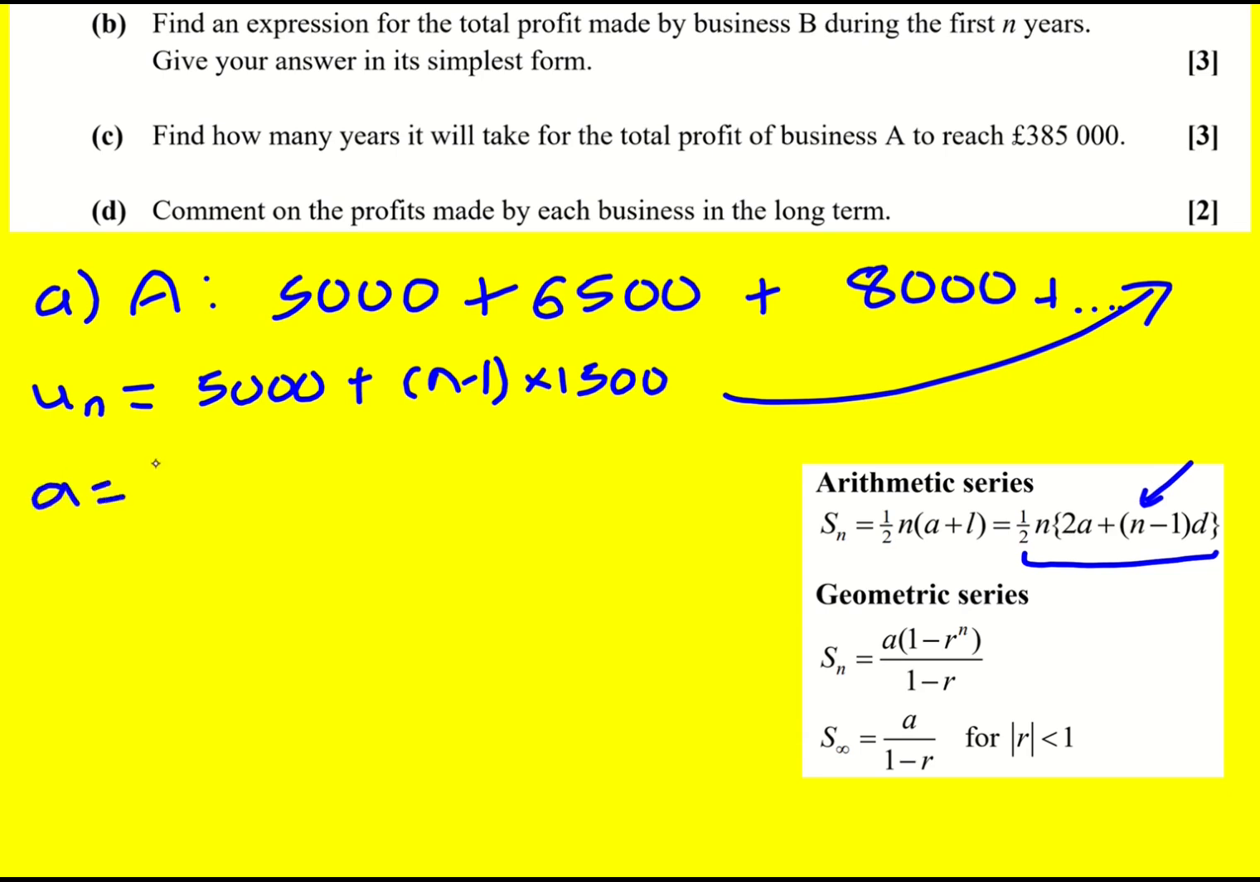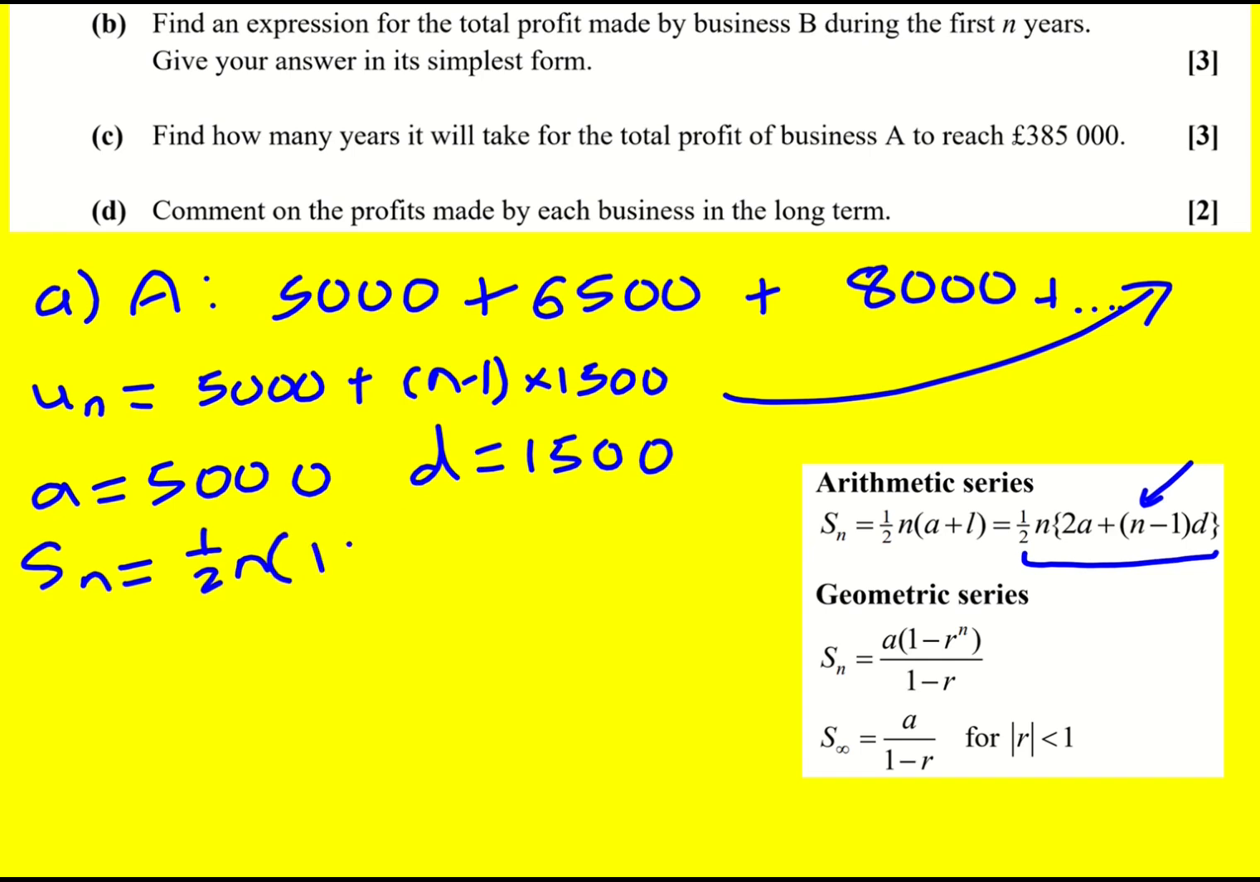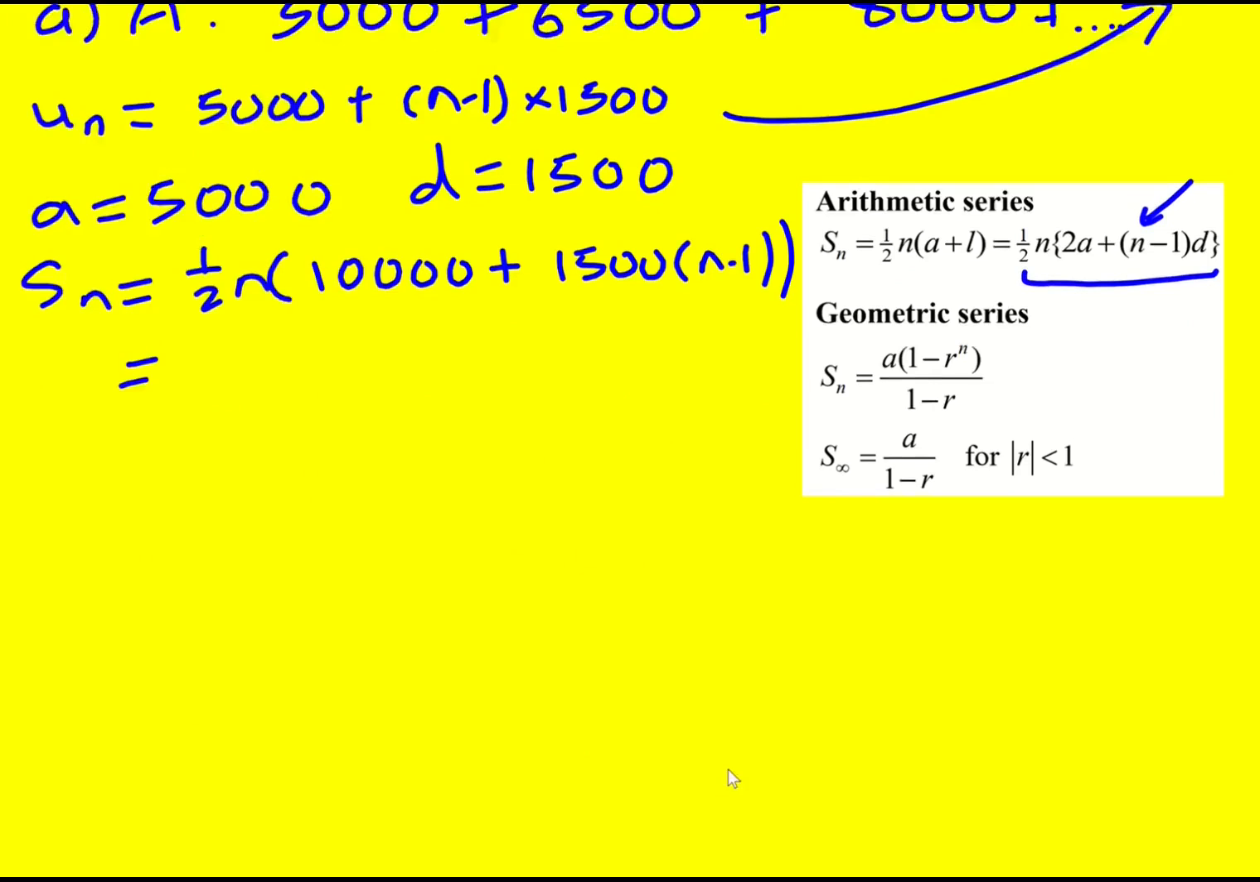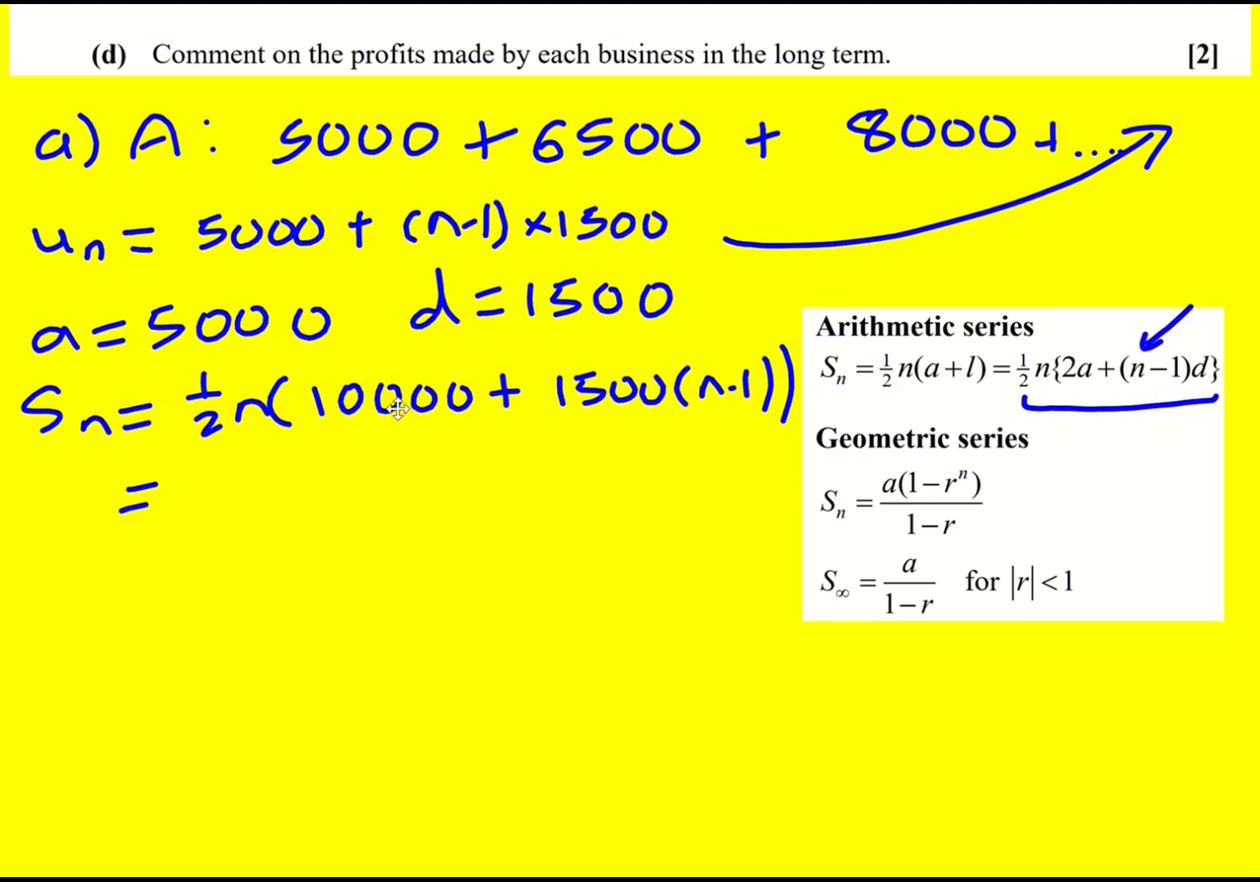So a is my first term, 5,000. d is 1,500. And therefore Sn is going to be a half n times 2a, so that's 10,000, plus n minus 1 times d, so that's 1,500 times n minus 1. Okay, we've just got to figure this out. What shall I do first? I could halve both first. I'm tempted to do that.